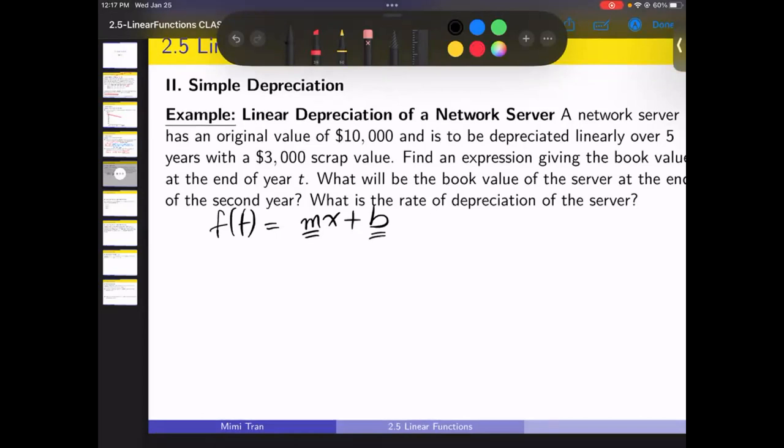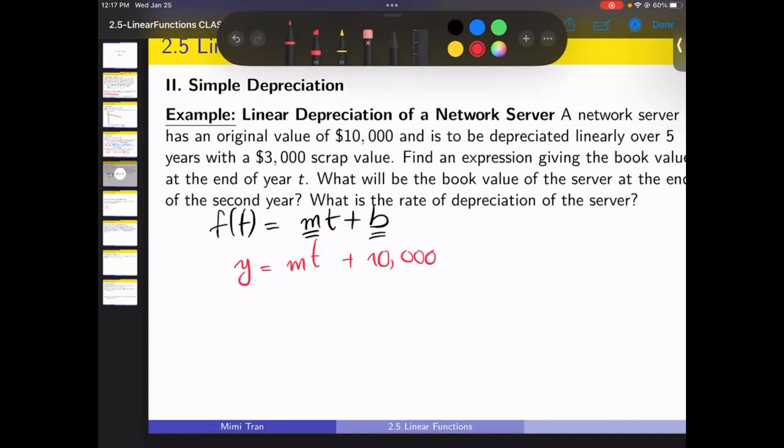Do we have the y-intercept? That's when t is zero, the original value, which is 10,000. So I know y equals mt plus 10,000. One down, one more to go.